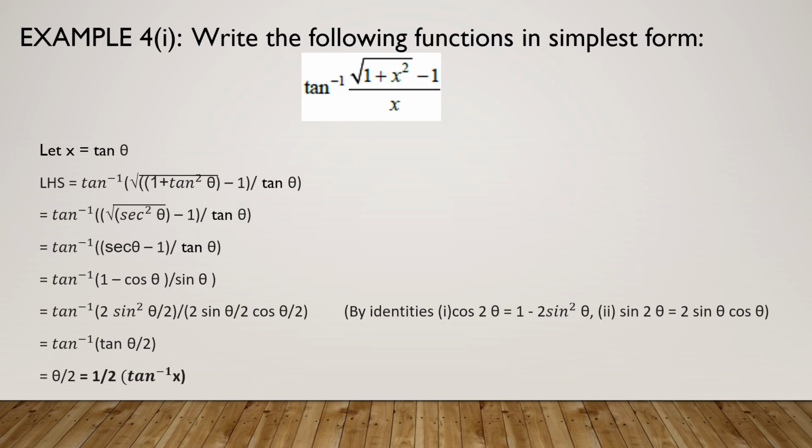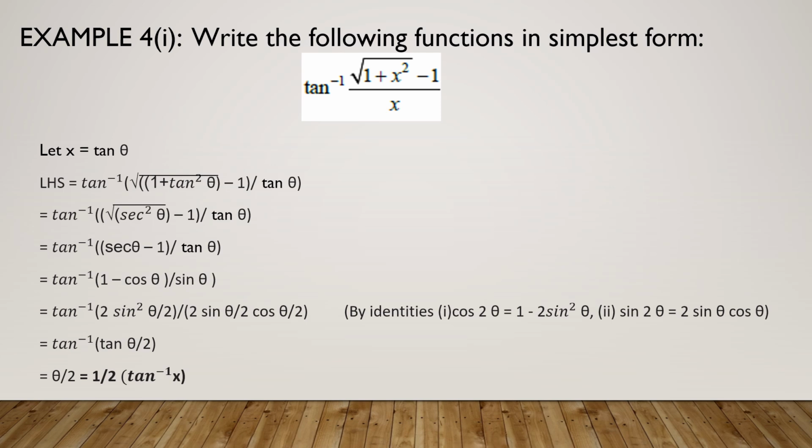We are discussing different types of examples. The fourth example says that you have to write the following functions in the simplest form. The first function which is given is tan inverse of root of 1 plus x square minus 1 upon x. Now here again I am saying you should know all the identities, and just based on that you have to make your assumption. So let x is equal to tan theta. So left hand side is tan inverse of root of 1 plus tan square theta minus 1 upon tan theta. What is 1 plus tan square? It is sec square. So it will become tan inverse of sec theta minus 1 upon tan theta.